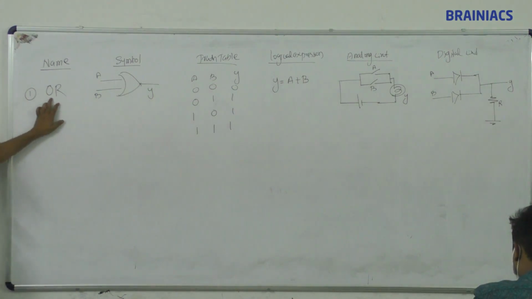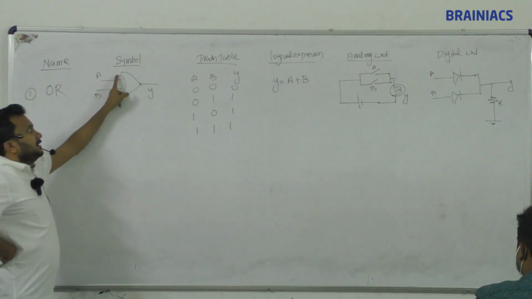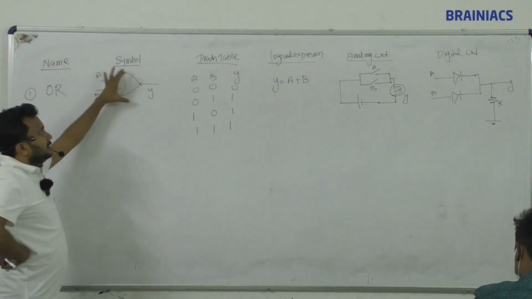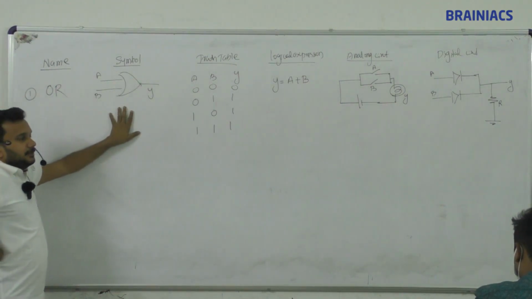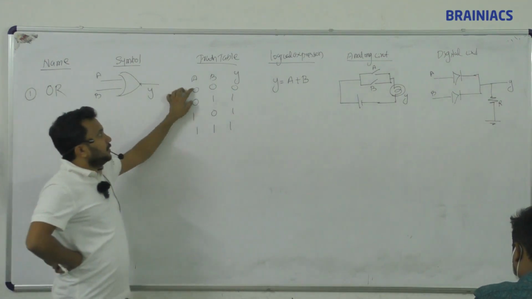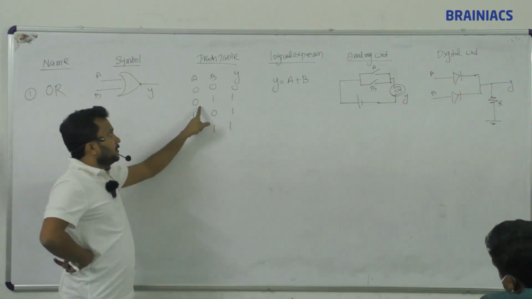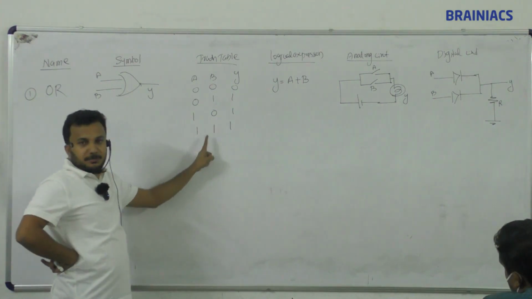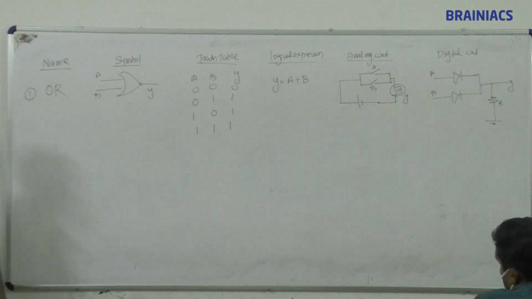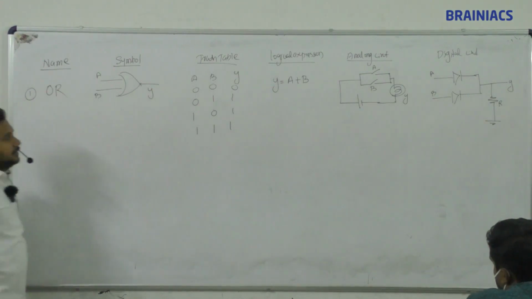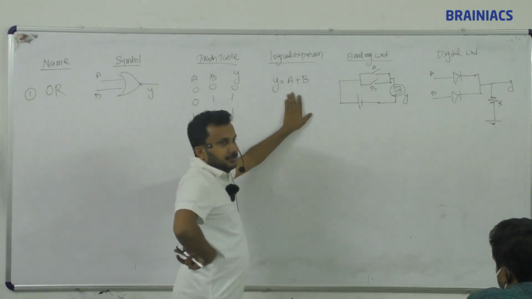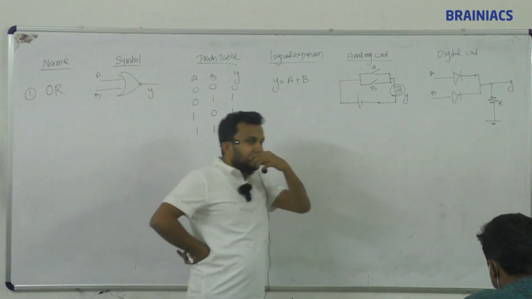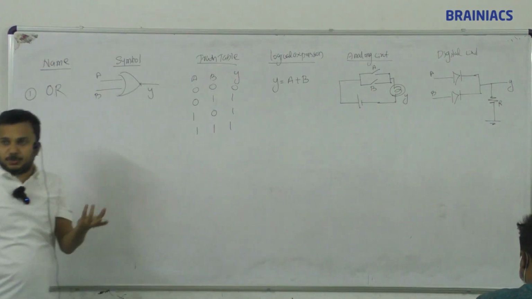Finished? We'll see the OR gate. OR means addition. So the symbol is a curved line and a triangle-like shape. Y is equal to A plus B. Truth table: 0 plus 0 is 0, 0 1 is 1, 1 0 is 1, 1 1 is 1. 1 plus 1 in binary is 1. Logical expression Y is equal to A plus B. This is an analog circuit, which means a circuit using normal switches.